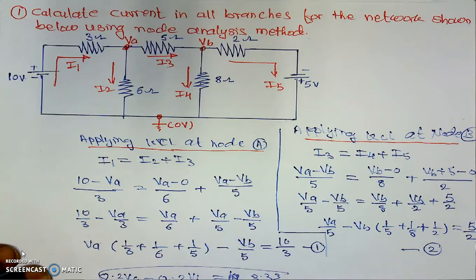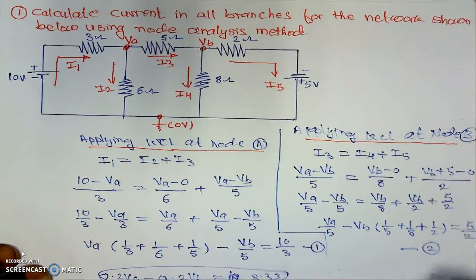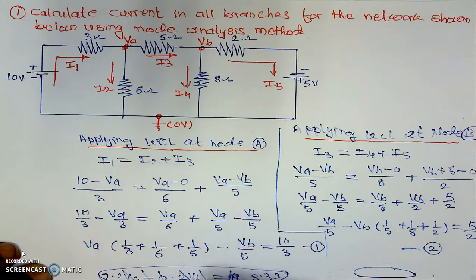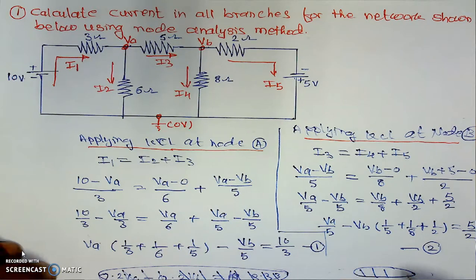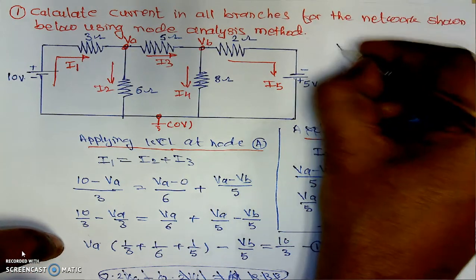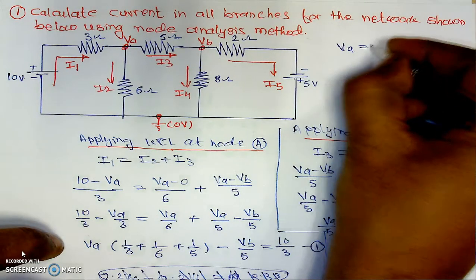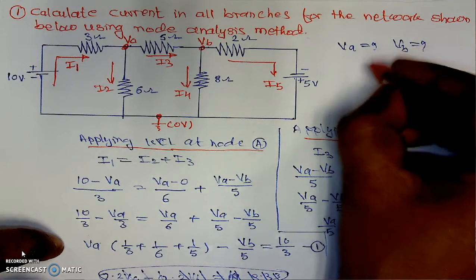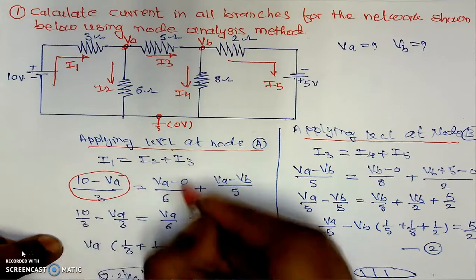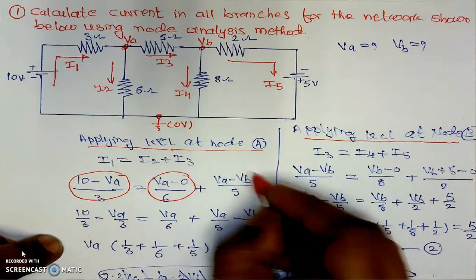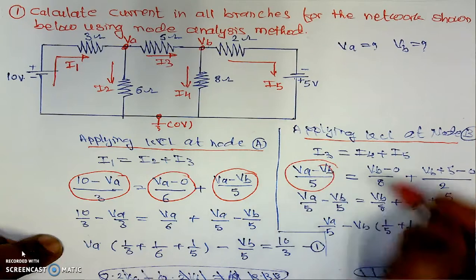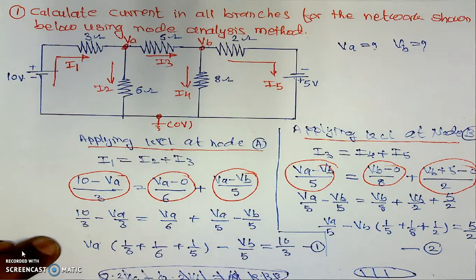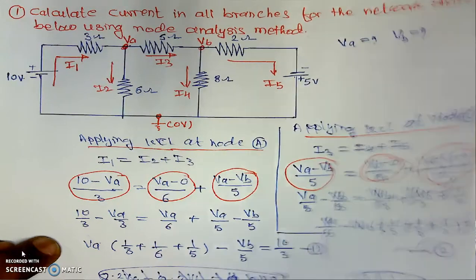This is one equation, and we will get a similar equation from equation number 2, and then we are able to calculate the values. Solving these equations simultaneously, we are able to find the values of the potentials, that is VA and VB, and by knowing VA and VB, we are able to calculate the current in all branches. I1 can be calculated using this formula, I2 using this formula, I3 similarly, and likewise for I4 and I5. In this way we can calculate current in all branches using the nodal analysis method.